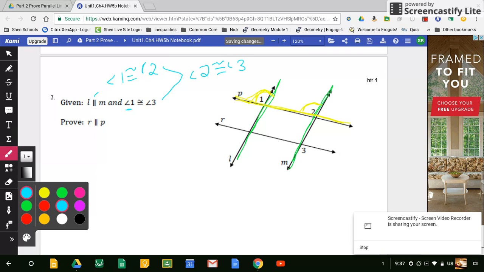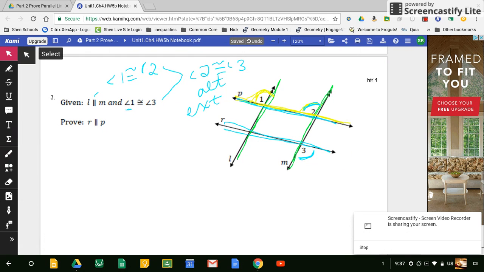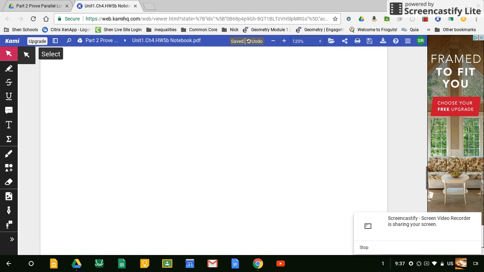Let's see if that's helpful. They're asking me to prove that R is parallel to P. Do 2 and 3 help? Sure do. Those are alternate exterior angles. So there's more than one way to do this proof, but these tips should help you with one successful method. Give it a try.